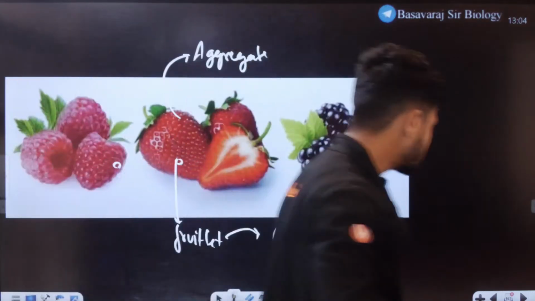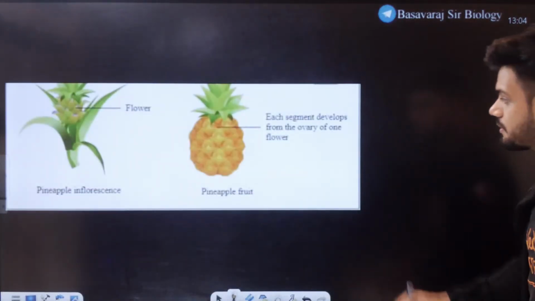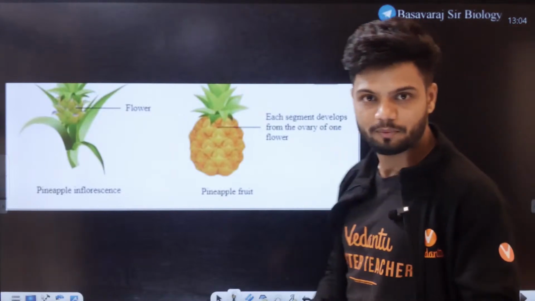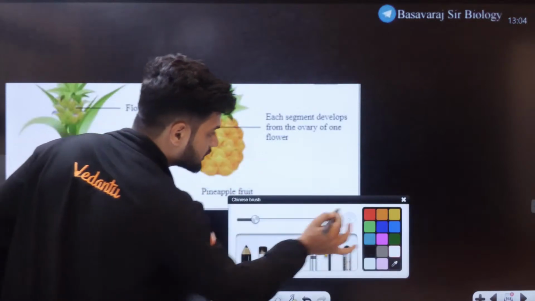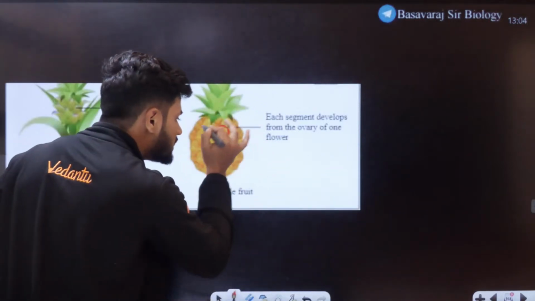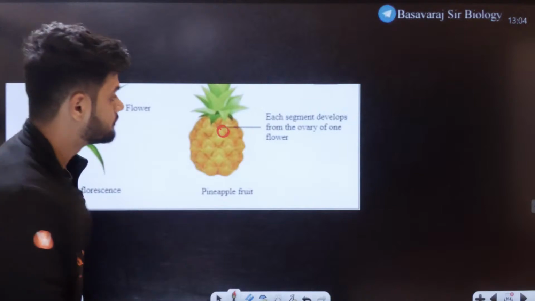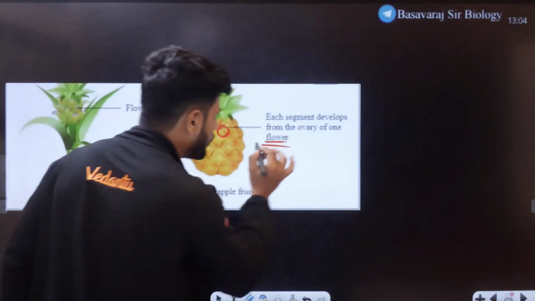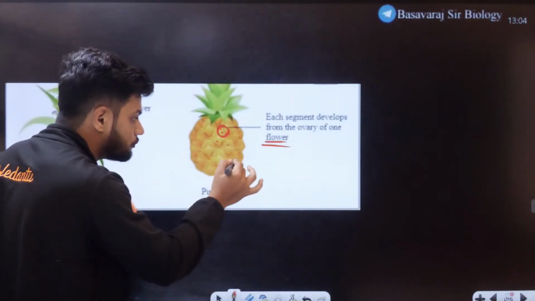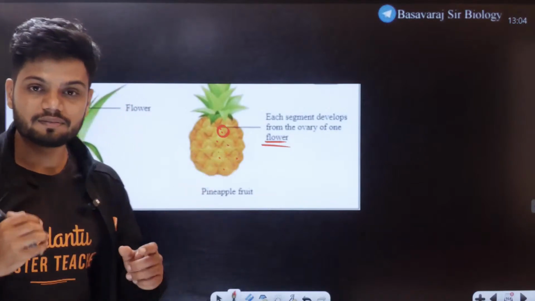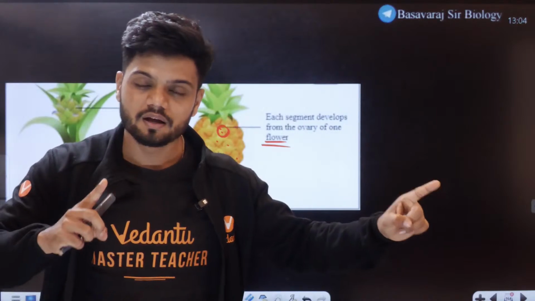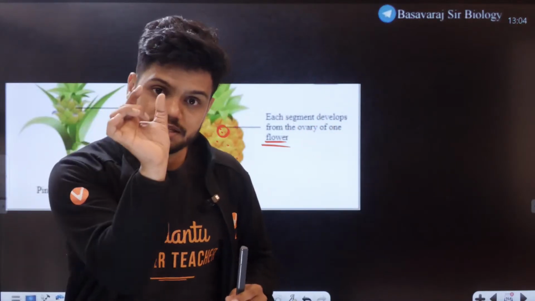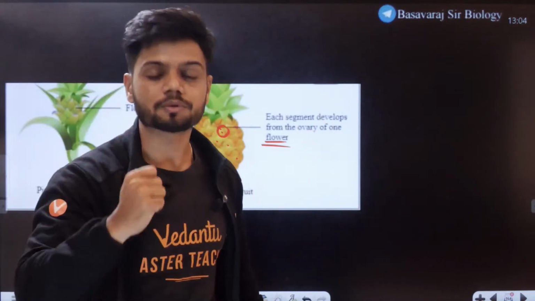Okay. Now see this. How many of you know what a pineapple is? You might have seen a pineapple. On a pineapple, do you see this? Each segment here on a pineapple is developing from a flower. So one flower, second flower, third, fourth, 5, 6. Whenever there is an inflorescence, in an inflorescence, each flower is becoming a fruit.